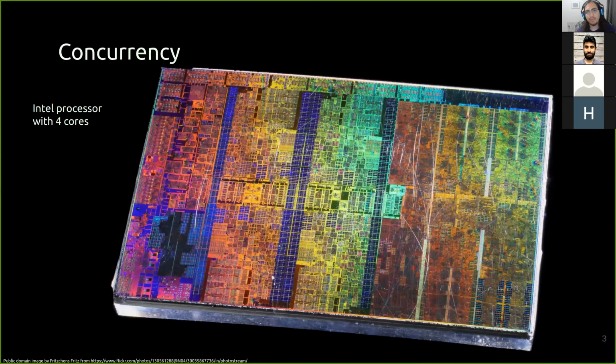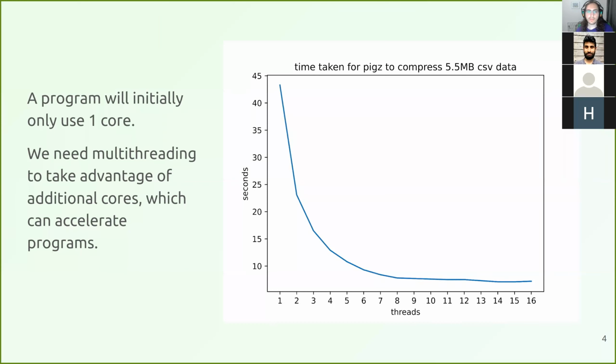And the key thing is, when we write our programs and run them, a program is only going to take advantage of a single core, because that's kind of the baseline. That's how programs run. If you want to take advantage of multiple cores of the processor, we need to use multi-threading to create new threads that then run on those cores, which allows us to take advantage of multiple cores.